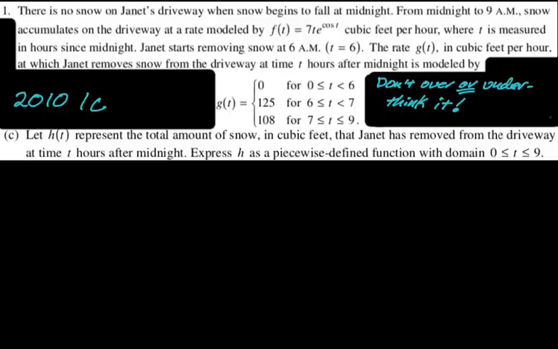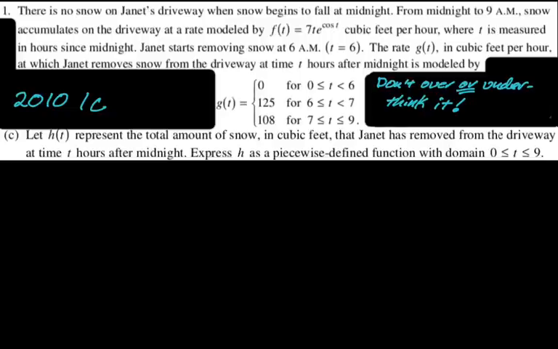2010 1C. Every year, people either over or underthink this. I think people underthink this problem. So in this problem, snow is falling from midnight to 9 a.m., and it accumulates at a rate of f of t. That's not relevant to what we're going to do. And then somebody starts shoveling at 6, right?